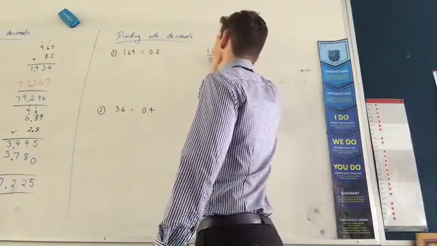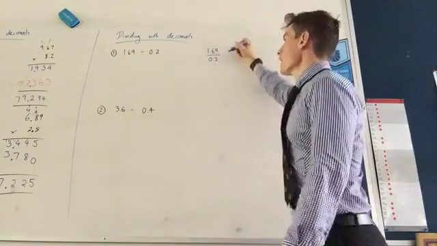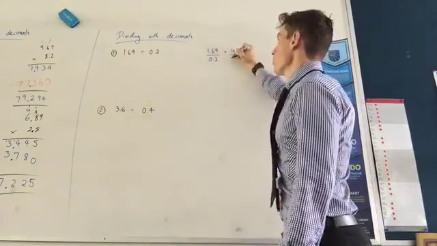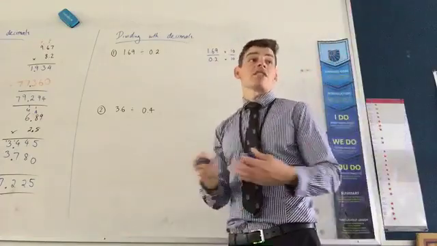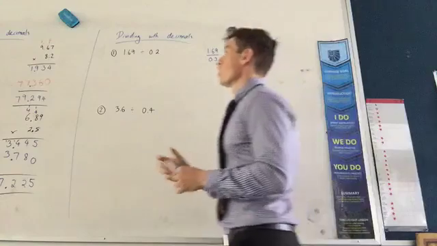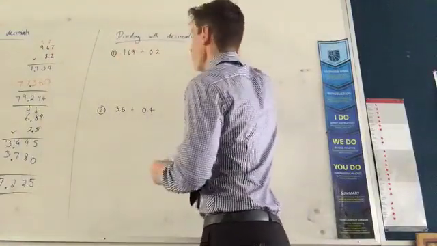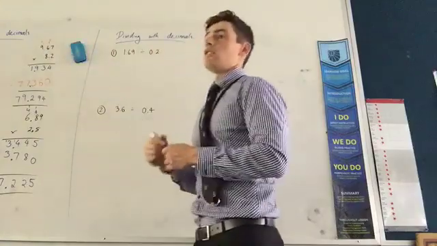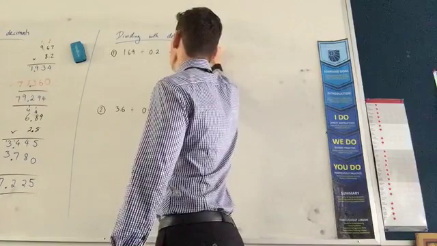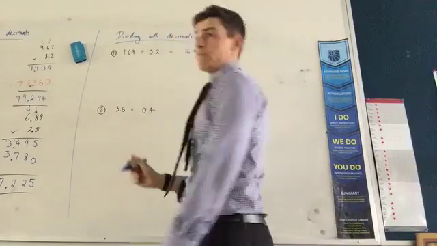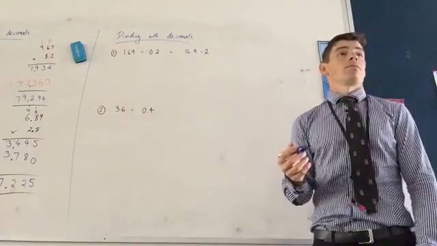And we can represent, let's just do this as a fraction. 1.69 over 0.2, because that's what divide means, isn't it? Are we allowed to times both the top and the bottom by 10? Is that okay? Yeah. That's still an equivalent fraction. It's exactly the same, isn't it? So I can times both 1.69 and 0.2 by 10, can't I? So that's exactly the same as saying 16.9 divided by 2. That's the first step. Clear?